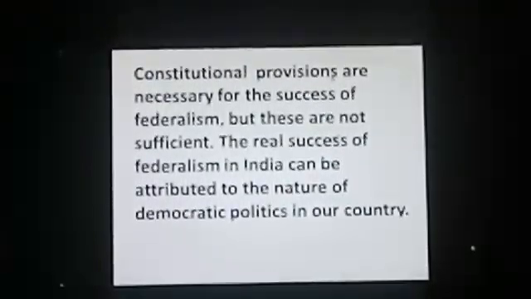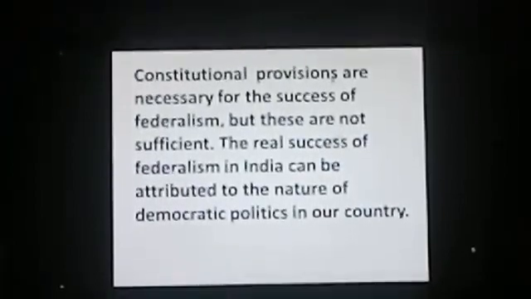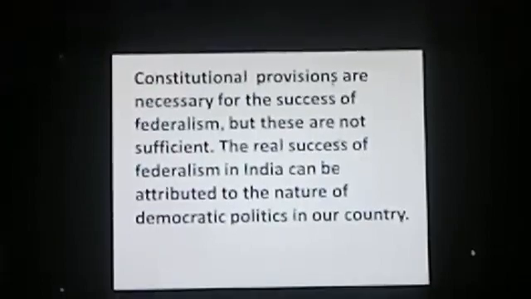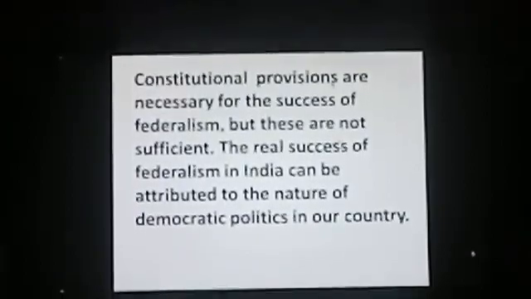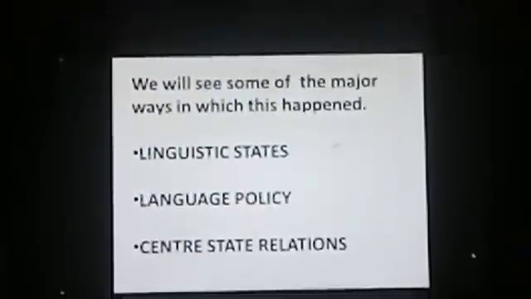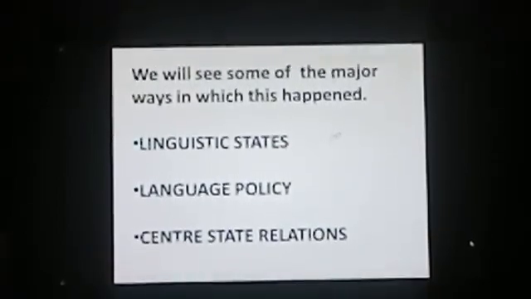Politics based on democracy, government chosen by the consent of the people. That is why we call the government in our country the democratic government. We will see some of the major ways in which this happened.